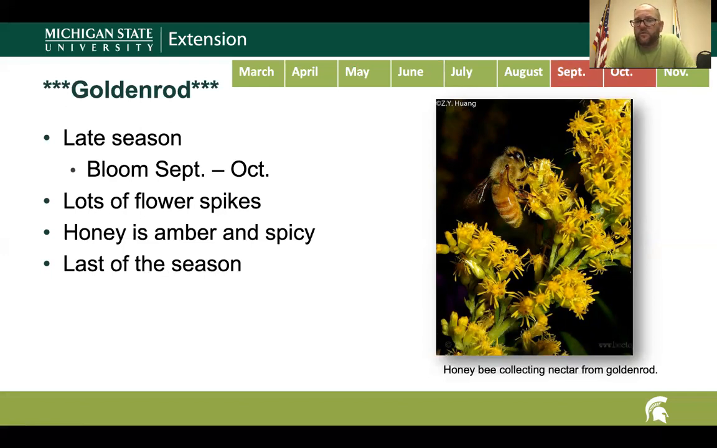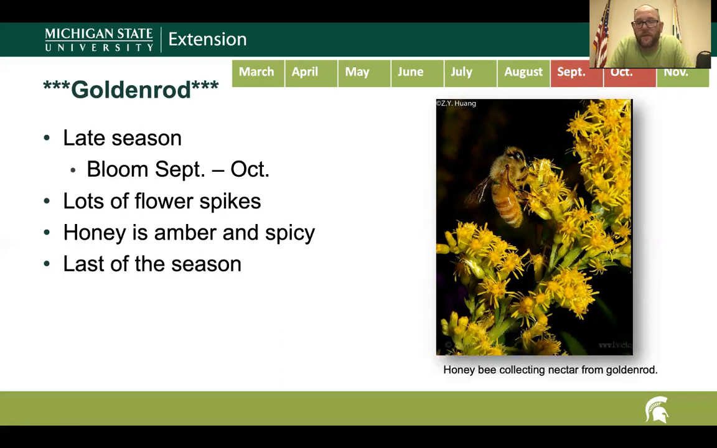Goldenrod in Michigan is one of the last things that we see flowering in the season. It can really be dicey whether this is actually a good resource or just does nothing for honeybees, and it all depends on how much rain we get in the late season. Some years here in Michigan we have dry late seasons, and that means goldenrod will flower but doesn't produce much nectar. When we have good rains going into September, we generally see very good nectar flows coming off of goldenrod, and you can get some good honey off of there.